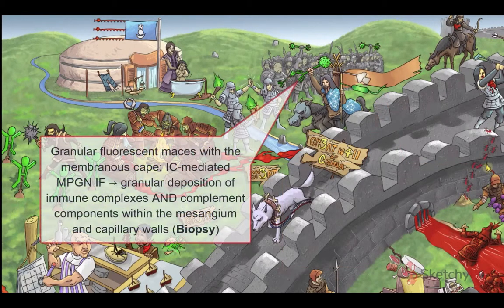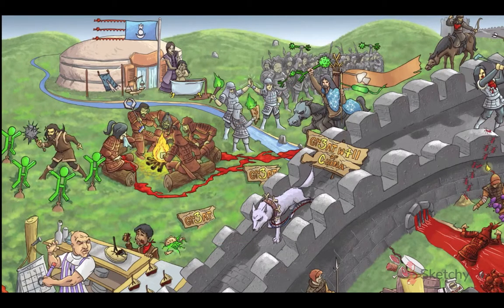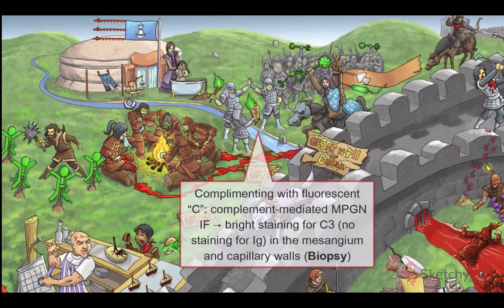On immunofluorescence microscopy, immune complex-mediated MPGN is characterized by granular deposition of immune complexes and complement components within the mesangium and capillary walls. Just look at the fluorescent green glow of their immune complex weapons. Intimidating. Complement-mediated MPGN, on the other hand, is characterized by, you guessed it, deposition of complement components, especially C3. So expect bright staining for C3 within the mesangium and along capillary walls.